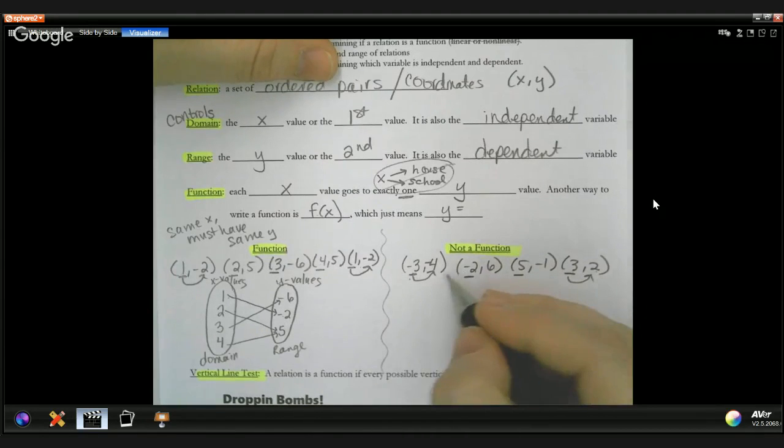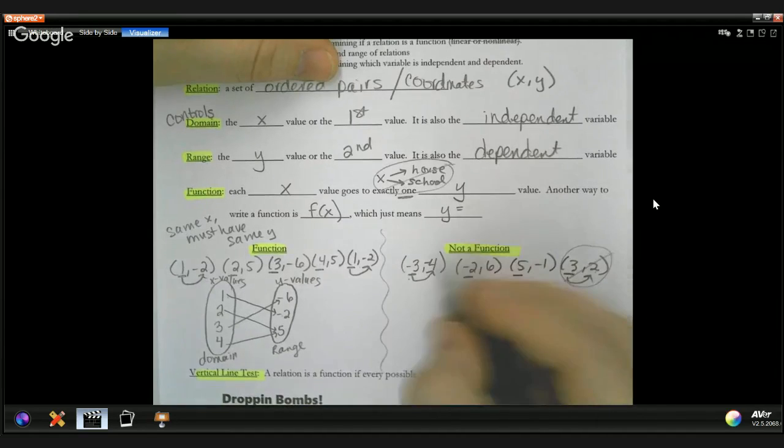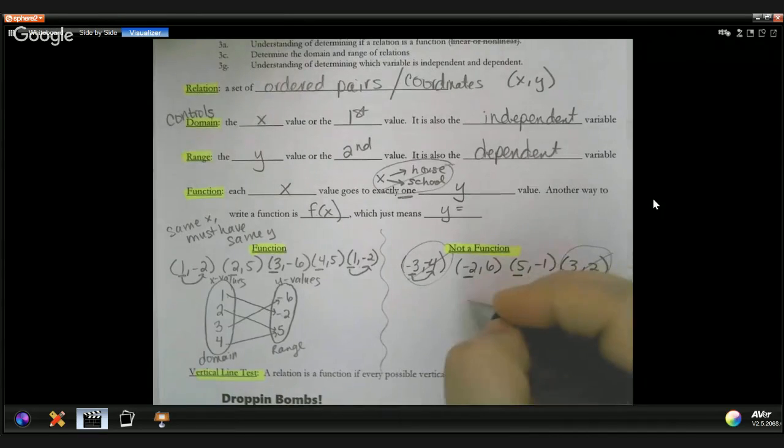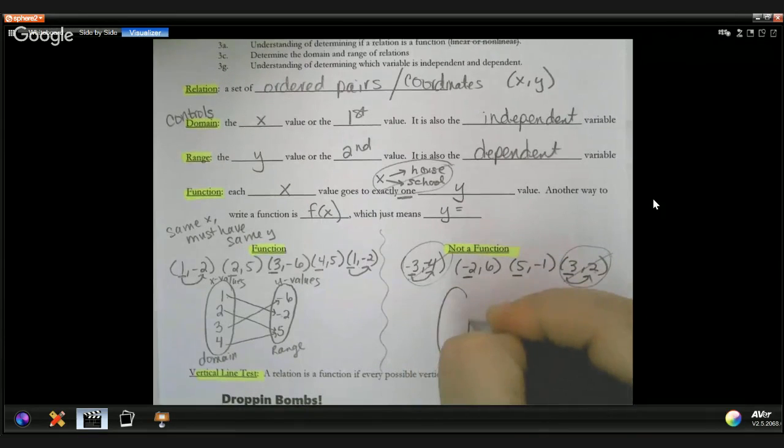X cannot go 2 places. It's like saying one person can go to 2 parties at the same time. You can't do it. X cannot go to 2 different parties. Okay? And so when we draw the bubbles, you'll see it. It'll make a lot of sense.